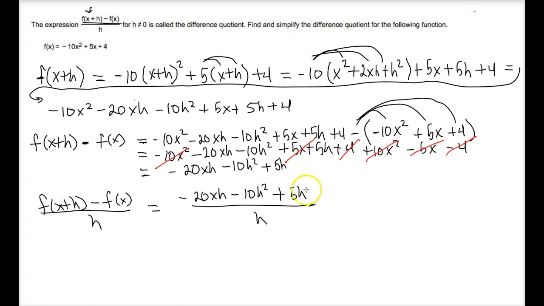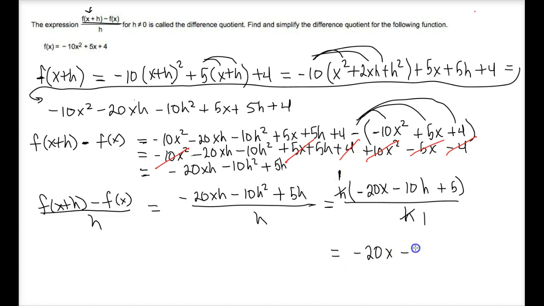And so here's what we're looking for. If you notice, every term in the numerator has at least one h, so we can factor out an h from every term in the numerator. The first term is just negative 20x, the second term is negative 10h, and the third term is just a positive 5. All that divided by h, and then these h's reduce to 1, and what we're left with is negative 20x minus 10h plus 5. And this is our final answer.